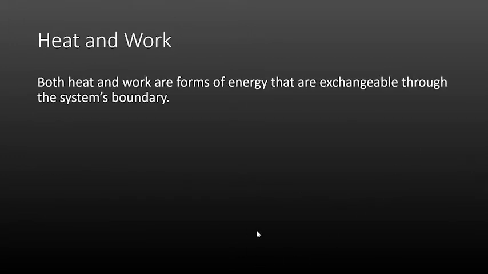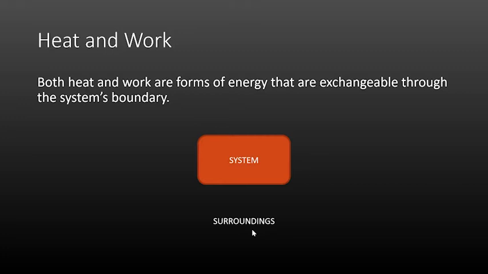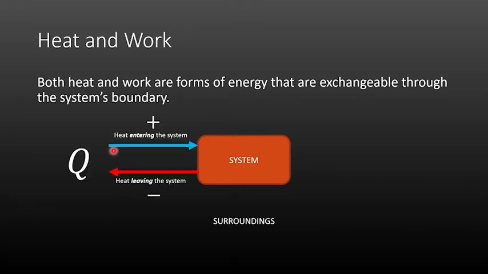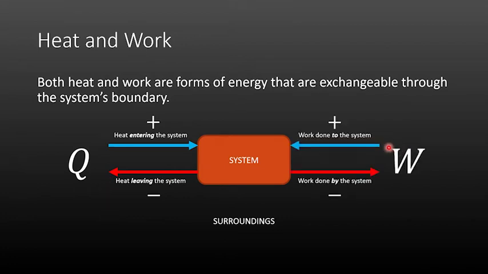Both heat and work are forms of energy that are exchangeable through the system's boundary. If we consider this our system and our surroundings, we then say that heat entering the system from the surroundings is positive and heat leaving the system is negative. On the same note, work being done to the system is positive, while work being done by the system is negative.